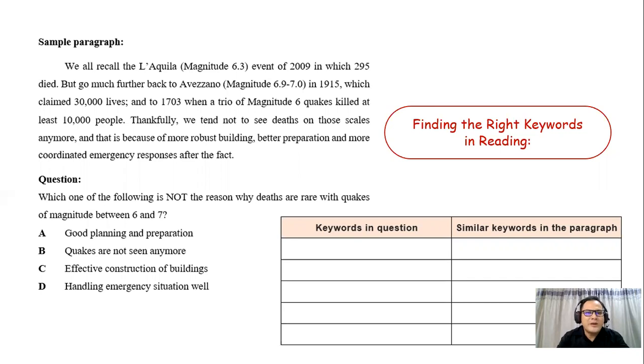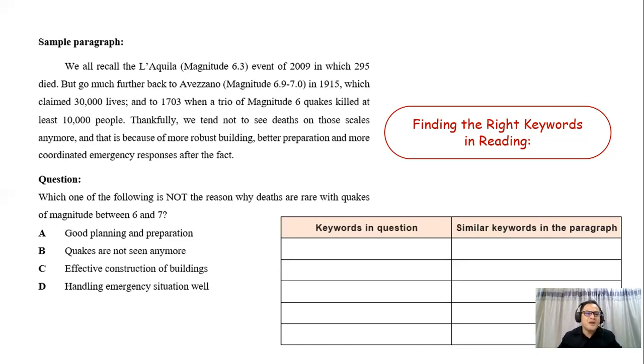We all recall the L'Aquila event of 2009 in which 295 died, but go much further back to Avezzano in 1915, which claimed 30,000 lives, and to the year 1703, when a trio of magnitude 6 quakes killed at least 10,000 people. Thankfully, we tend not to see the death on those scales anymore. And that is because of more robust building, better preparation, and more coordinated emergency responses after the fact.